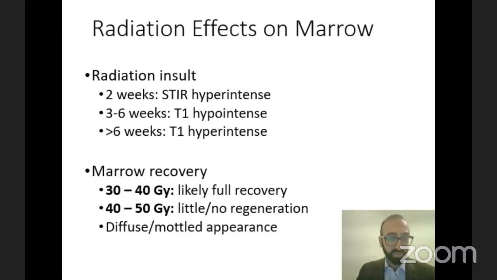You'd expect to see marrow edema as STIR hyperintensity, which may be heterogeneous if you've got hemorrhage as well. And in 3 to 6 weeks, you'll lose the T1 hyperintensity before you finally get fatty marrow replacement and high signal. Whether or not you're going to get marrow recovery depends on the dose you give. If a higher dose has been given, you may not necessarily get normal fatty marrow conversion that's homogeneous. Things can look quite heterogeneous in some cases.